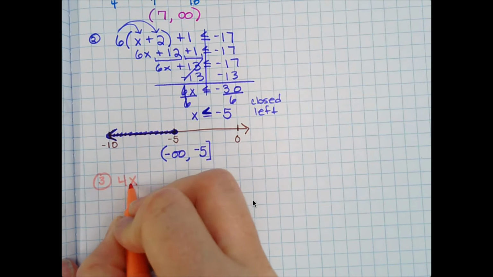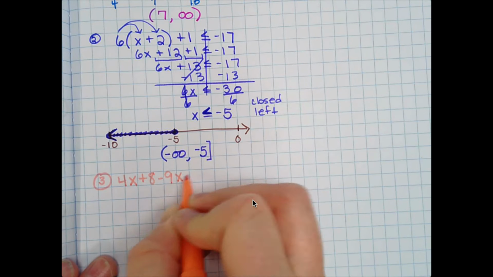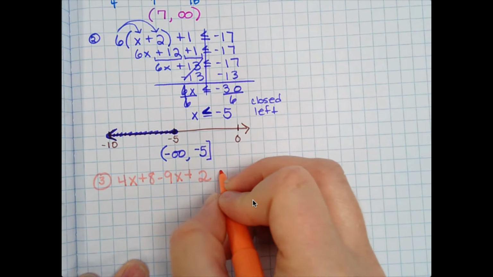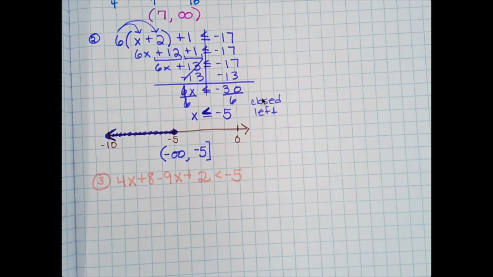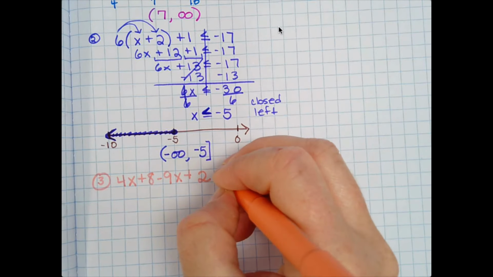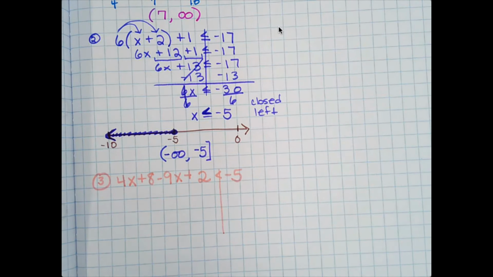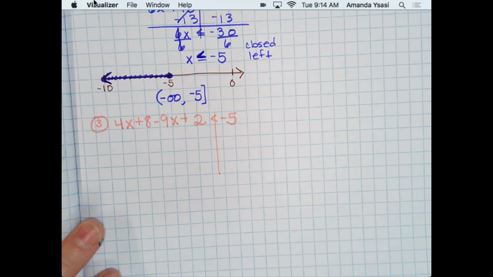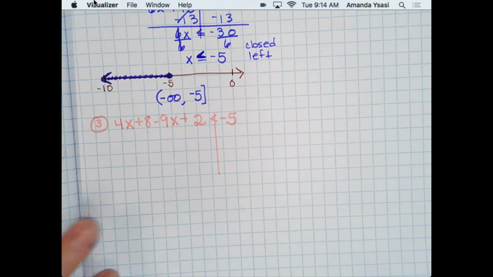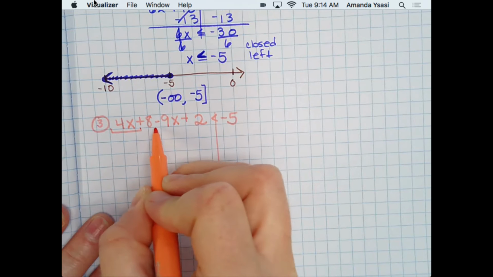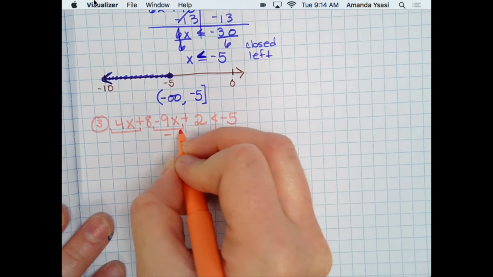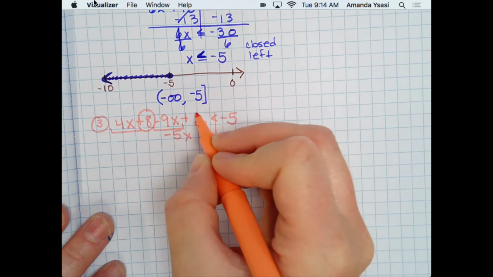Okay, the next one, 4x plus 8 minus 9x plus 2 is less than -5. Okay, so let's combine like terms. There's no distribution. So we're going to combine like terms. 4 minus 9x. What is that? Yeah, -5x. And then positive 8 and a positive 2.